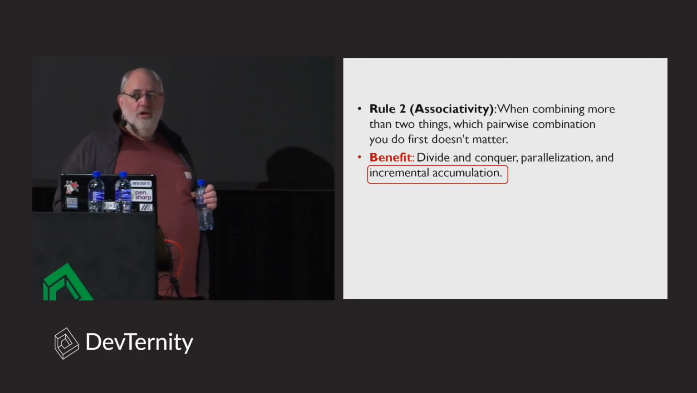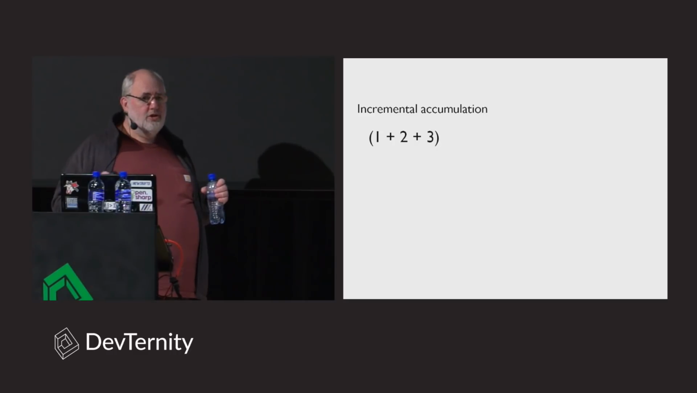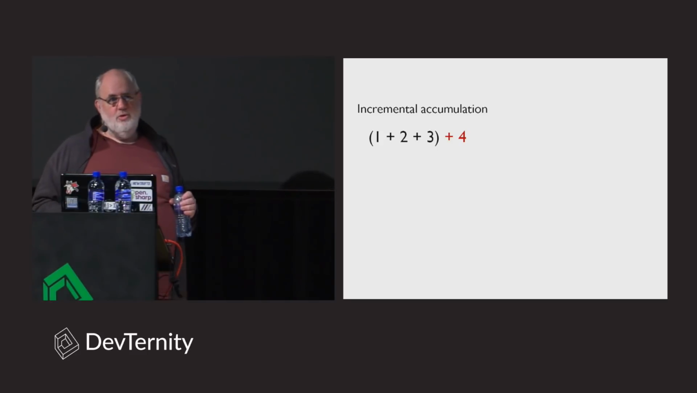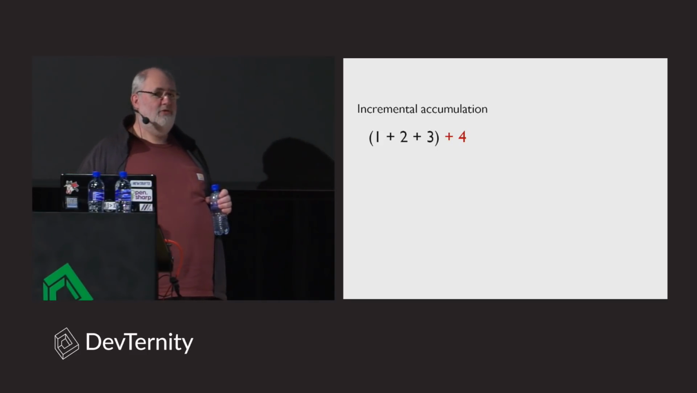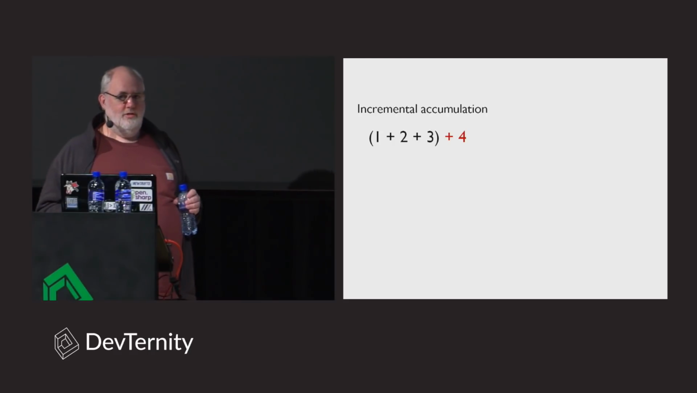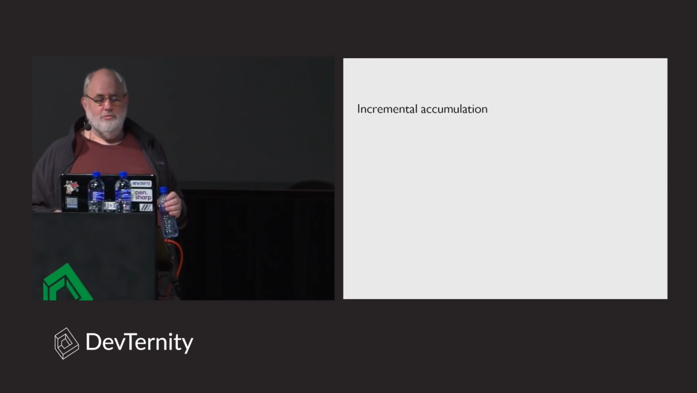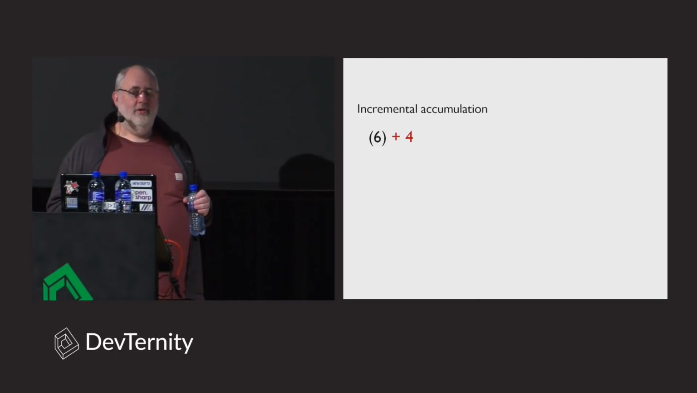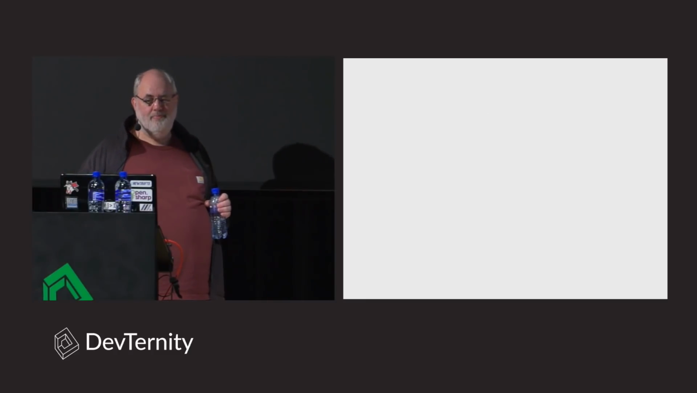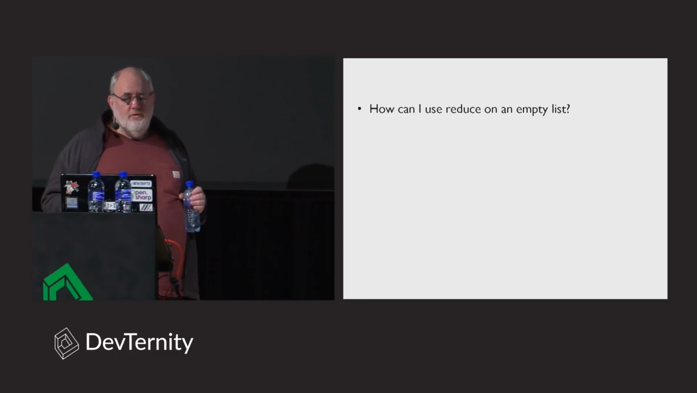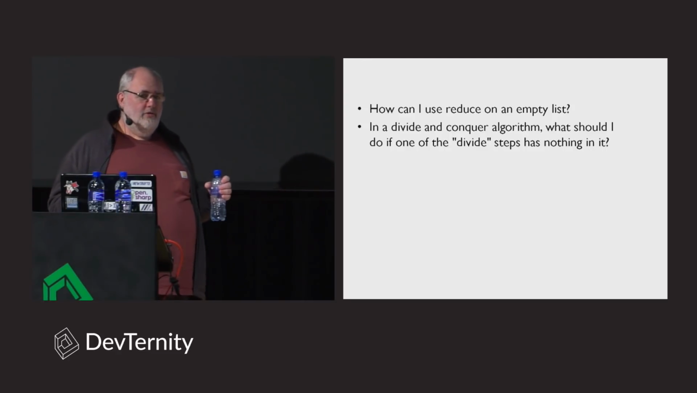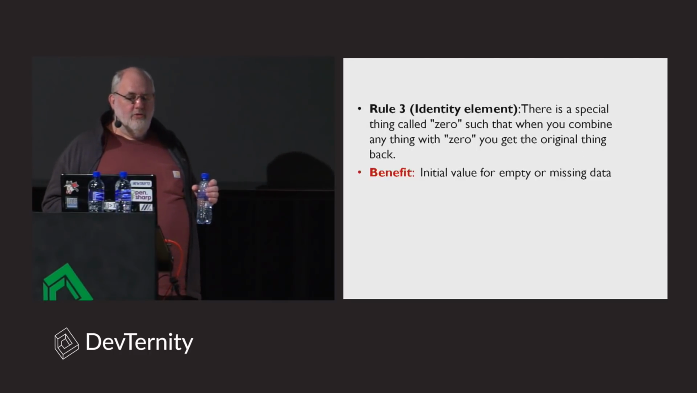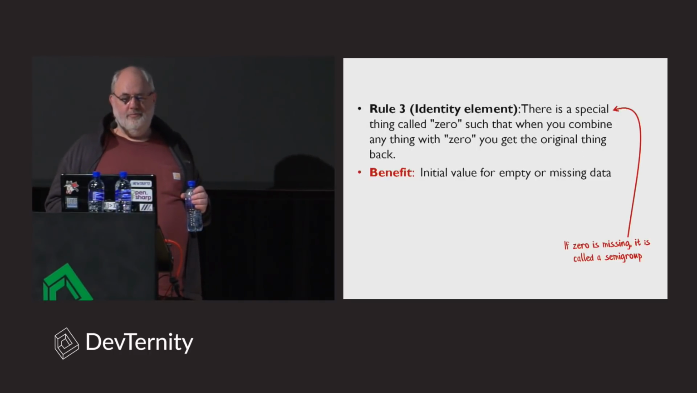And you also get incremental accumulation. Let's say you've calculated 1 plus 2 plus 3, and then the next day your boss comes and says, can you do 1 plus 2 plus 3 plus 4? And you say, oh, I have to start all the way from the beginning and add them all together again. Well, obviously you don't. You can remember that you calculated 6, and start from 6 and just add the next piece. That's a benefit of a monoid. And if you have an empty list, or a divide and conquer algorithm and you don't know what to do for empty steps, that's what the 0 is for. It's the initial value for empty data.